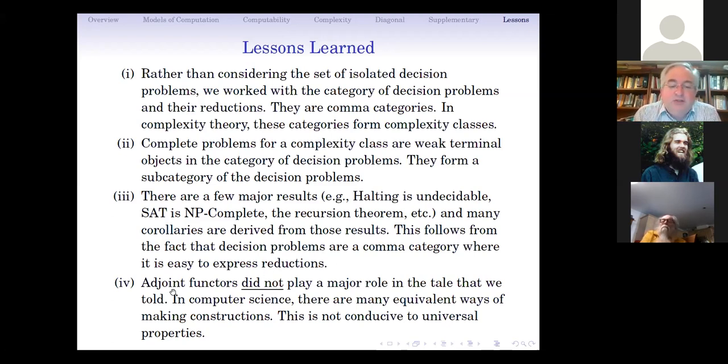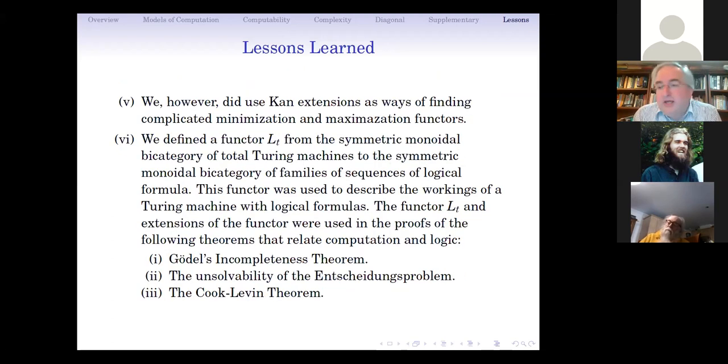Surprisingly, adjoint functors did not play a major role in the tale we told. I was thinking about why. In computer science, there are many equivalent ways of making constructions. This is not conducive to universal properties. So I didn't find a lot of adjoint functors. I did find Kan extensions, and obviously Kan extensions are adjoint functors, but there are ways of forming complicated minimizations and maximizations which are used. So you can describe them with Kan extensions.